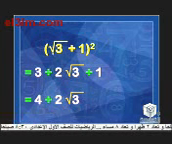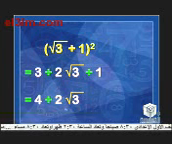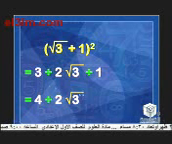Root 3 plus 1 all power of 2 equals points plus 2 root 3. So the missing term is 4, by adding the two like terms 3 plus 1. Another question.